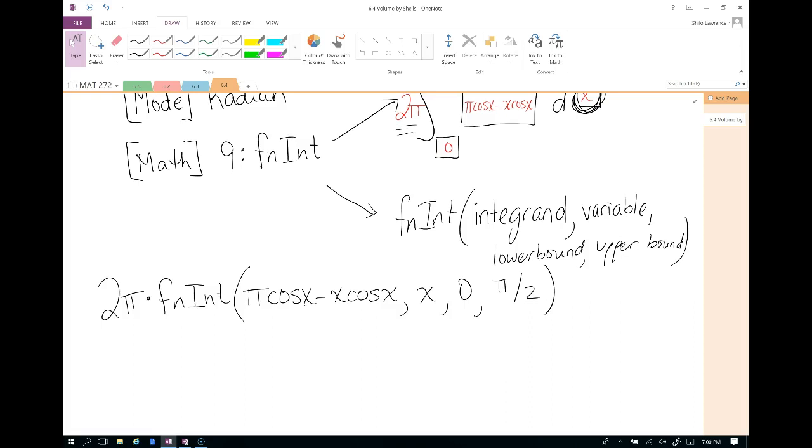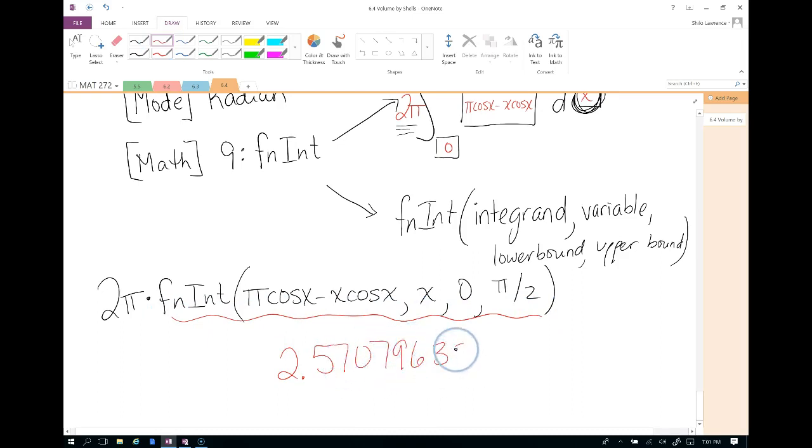So I'm just entering this in my calculator right now. So I've got 0 to pi over 2. Mine comes up with the integration symbol. And my integrand is pi times cosine x minus x times cosine x. I'm integrating with respect to x. And just the integration portion, I get 2.570796327. And remember, we still have to multiply that by 2 pi.